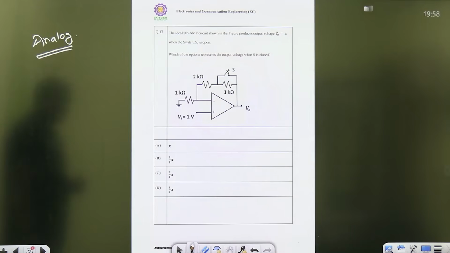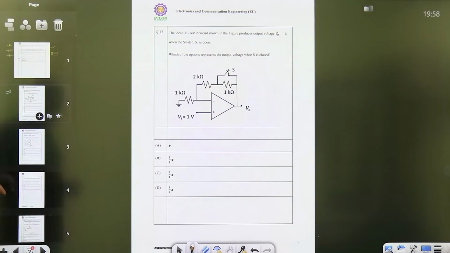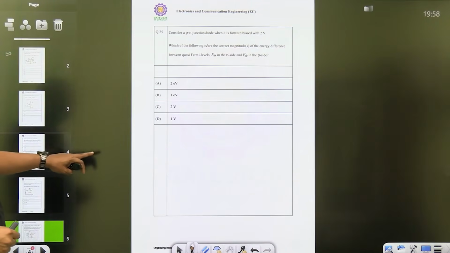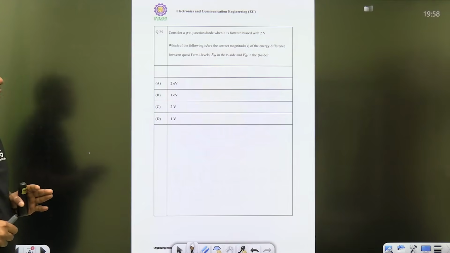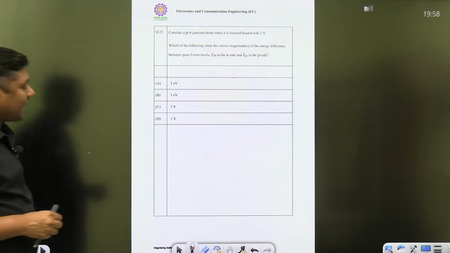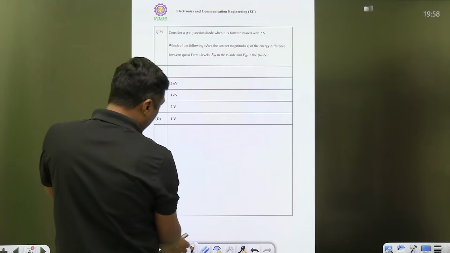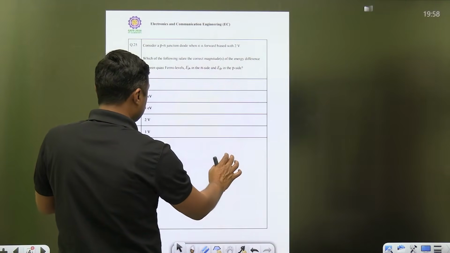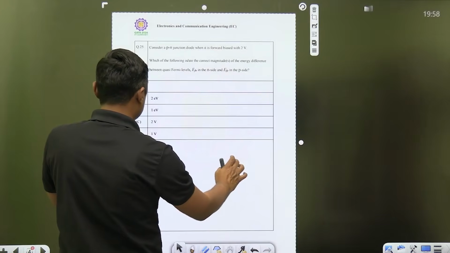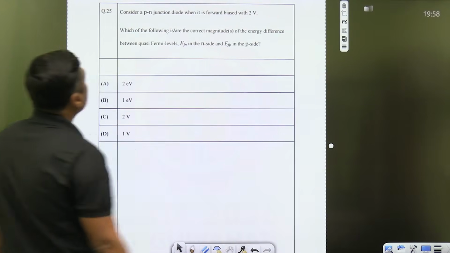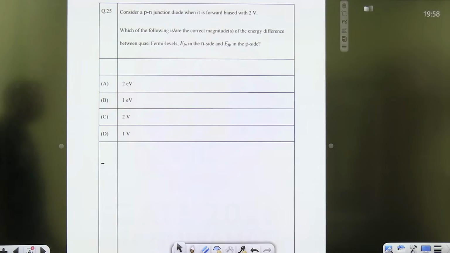So first of all, we will discuss questions from EDC, then we will discuss questions from what? Analog, guys. So second one is, now this is the question. Consider a PN junction diode when it is forward biased with the 2 volt. Which of the following is are correct? Actually, it is the MSQ, but only one answer is correct for this question, guys. Right, now I think this question is visible to you.